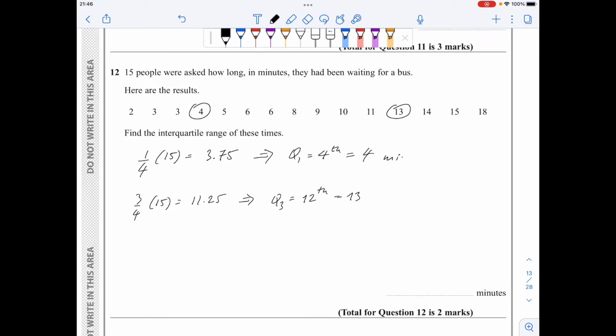Both of these are minutes. So to find the interquartile range, I'll do Q3 minus Q1, which is 13 minus 4, which comes out to be 9 minutes.